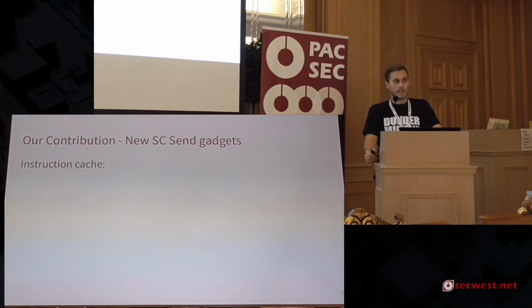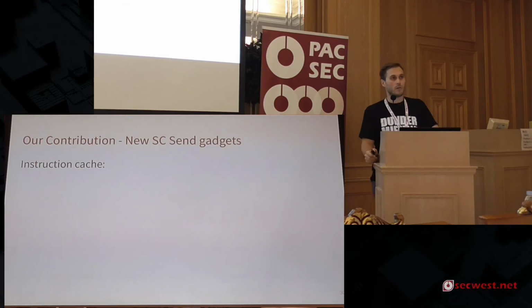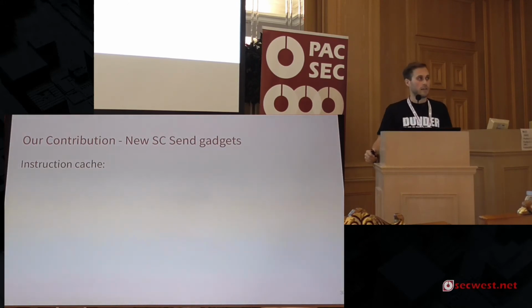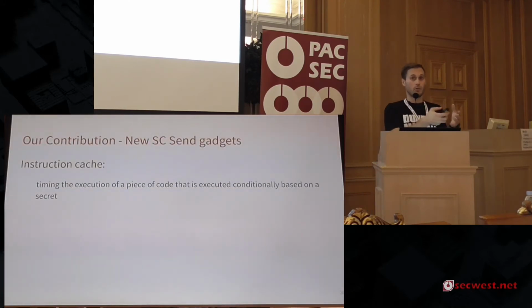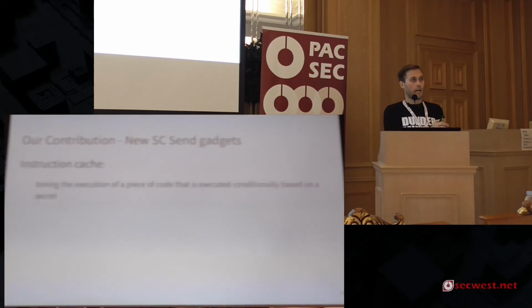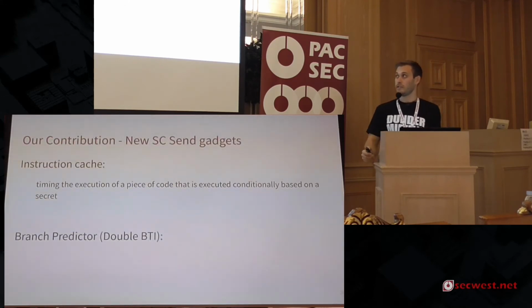The first one is the instruction cache. The idea is that if you can find a piece of code that is conditionally executed based on a secret, and you can observe the same piece of code from the attacker, then based on how fast this piece of code is executed, you can get some information about the secret. And the second one is using the branch predictor.